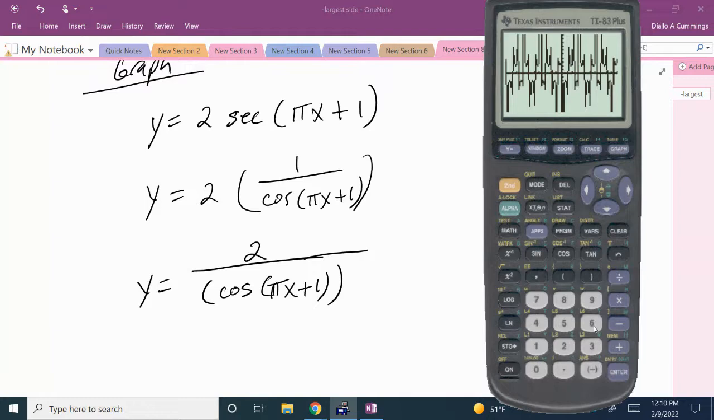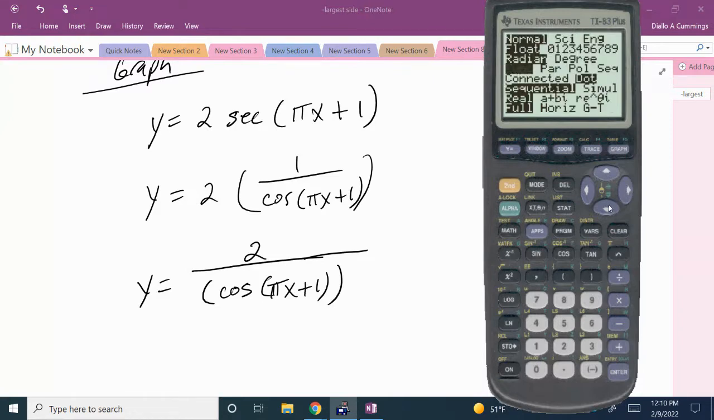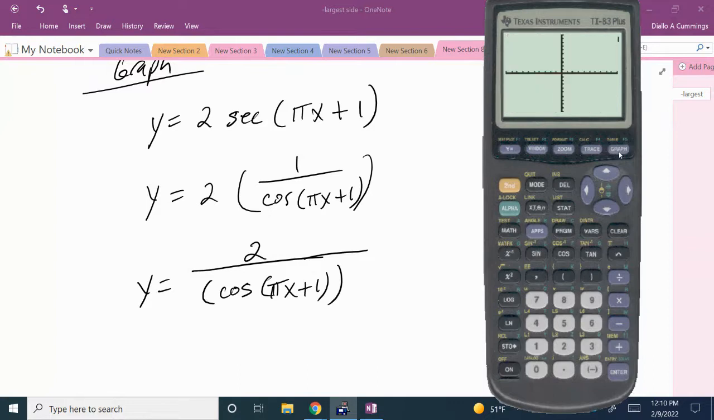All right. So from this point, I'm going to do a couple things. First off, I'm going to take those vertical lines out of the calculator. So I want to go into mode. And I'm just going to reset this to a dot mode.